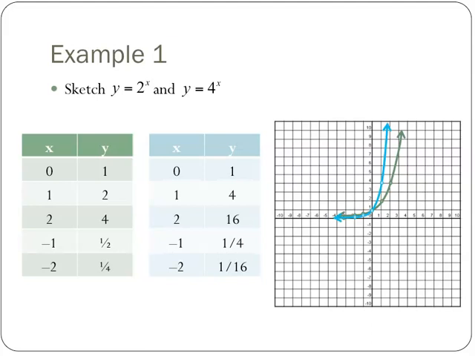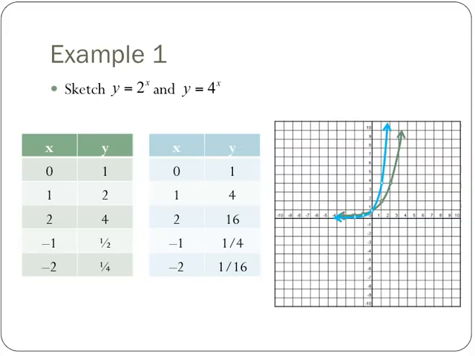So you will notice a couple things. One had a base of 2, one had a base of 4. The one with a base of 4 increased much faster as x went up, but it also decreased much faster as x went down. So that's really one thing to notice. Another thing to notice is that they actually have the same y-intercept, because anything to the 0 power is equal to 1. So (0, 1) is going to be the y-intercept in both cases.